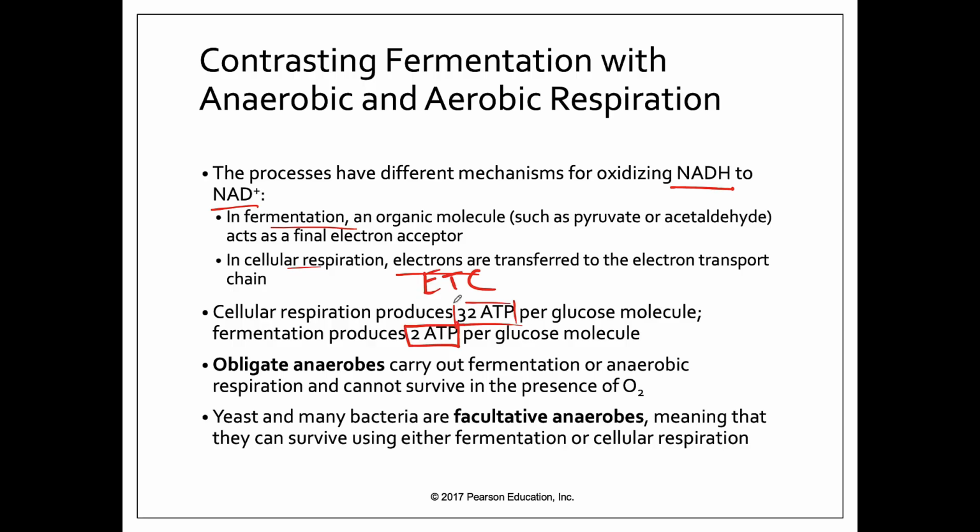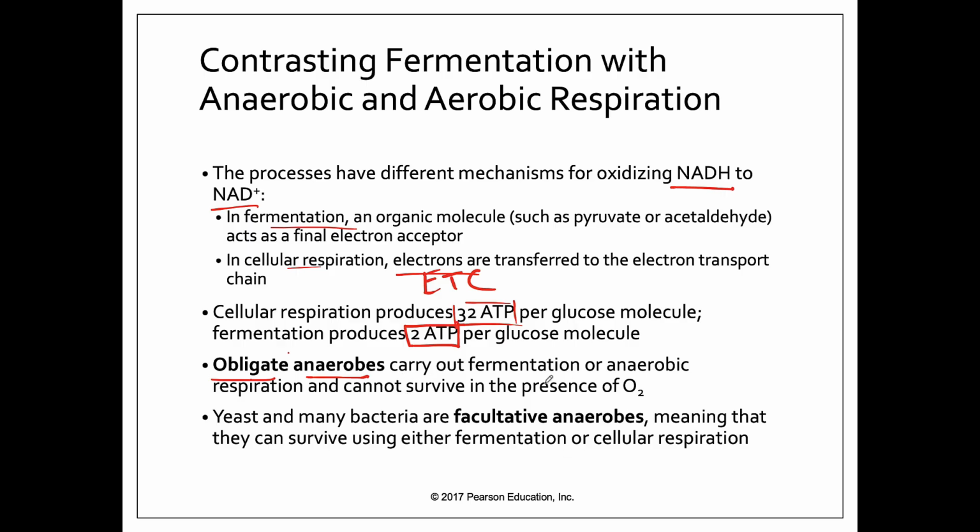of ATP. An obligate anaerobe. Think about the word obligated. Obligated means you have to do it. So an obligate anaerobe is somebody who cannot survive in the presence of oxygen. So this is an organism that has to live with no oxygen.